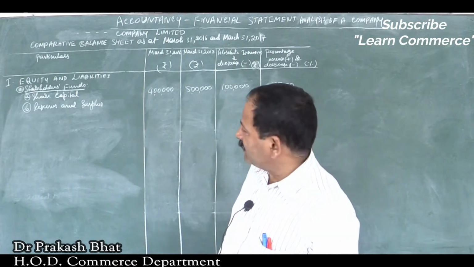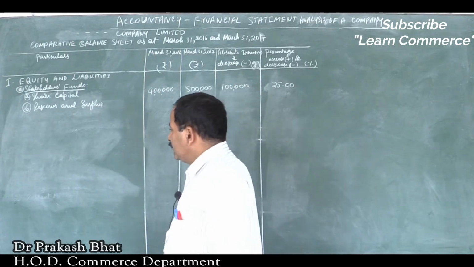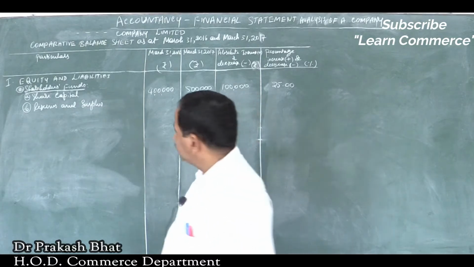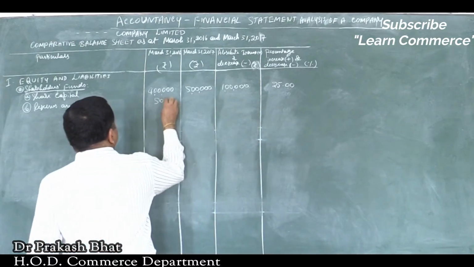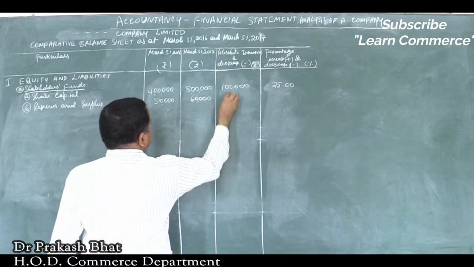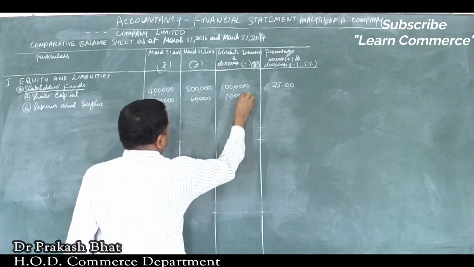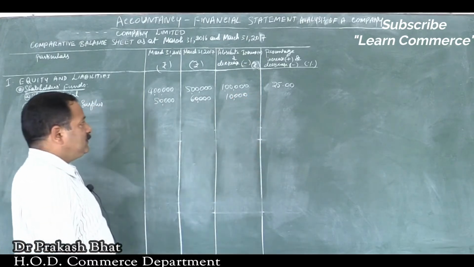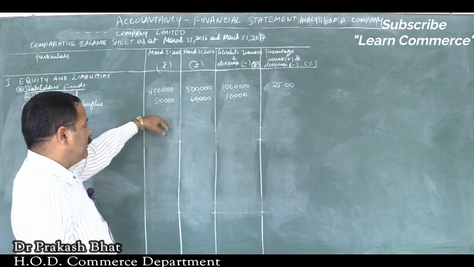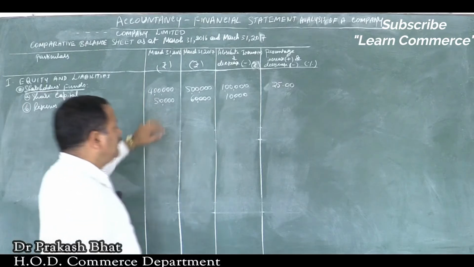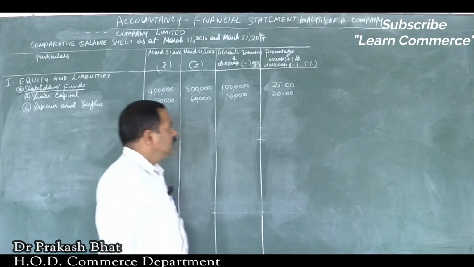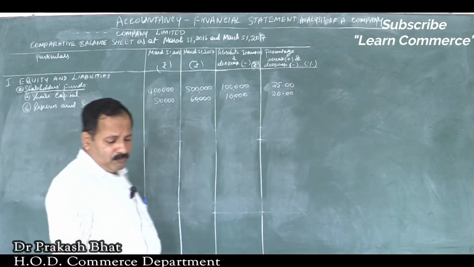So general reserve is given, we'll write under reserves and surplus, that will be 50,000 and 60,000. There is an increase of rupees 10,000, am I correct? So 10,000 increase. For 50,000, 10,000 increased. So for 100, how much? So 20% it will be. If you calculate, it will be 20%, correct? Yes. Now, let us move on.